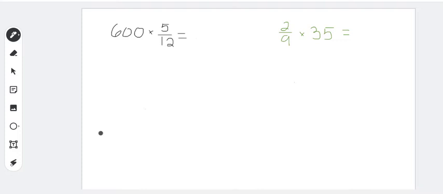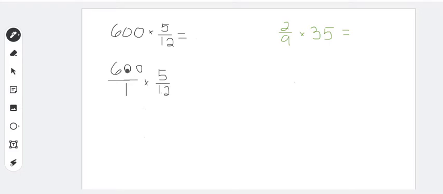A couple of different sort of multiplying fractional problems. So first we have a whole number times a fraction. So if I have 600 times 5/12, first thing I'm going to do is take 600 and turn it into a fraction. So that's going to become 600 over 1 times 5/12.